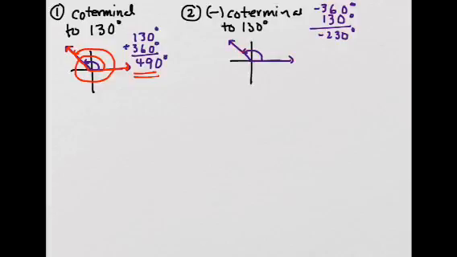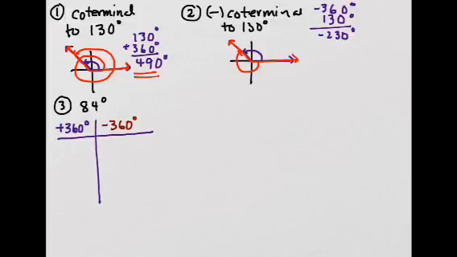So now the negative 230 starts off right here, just like the purple one. And then we go clockwise because it's negative. That's negative 180. And then 230 right there. So they start and end in the same spot.